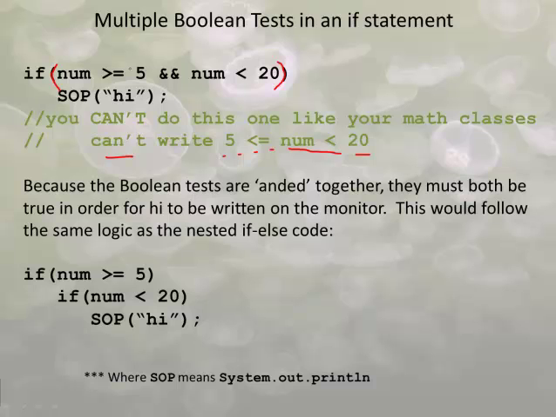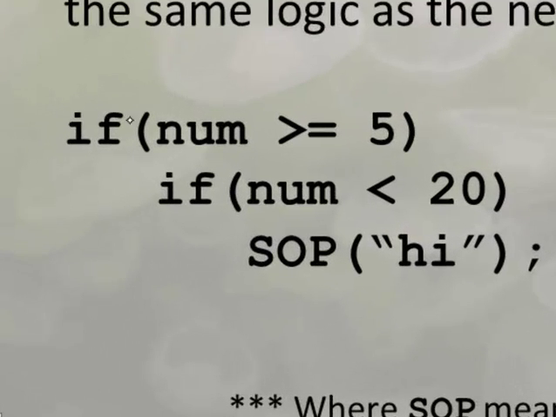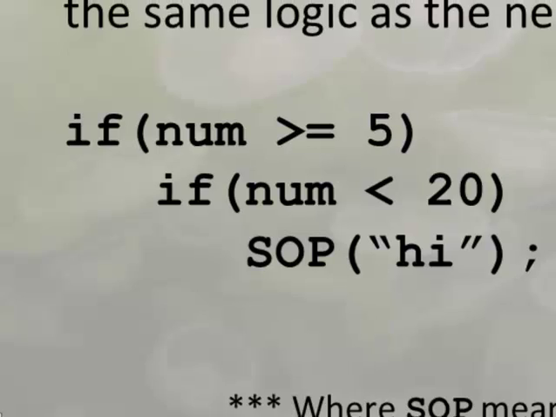This code up at the top would be the same as this code down at the bottom. If num is greater than or equal to 5, well, if that's true, this happens. If num is less than 20, well, if that's true, this happens. The same thing would have happened up there. There's no real preference. Maybe one is more readable to somebody than another. Notice that this if statement has one statement, which happens to be an if statement, and this if statement has one statement in its body, and that's a System.out.println.